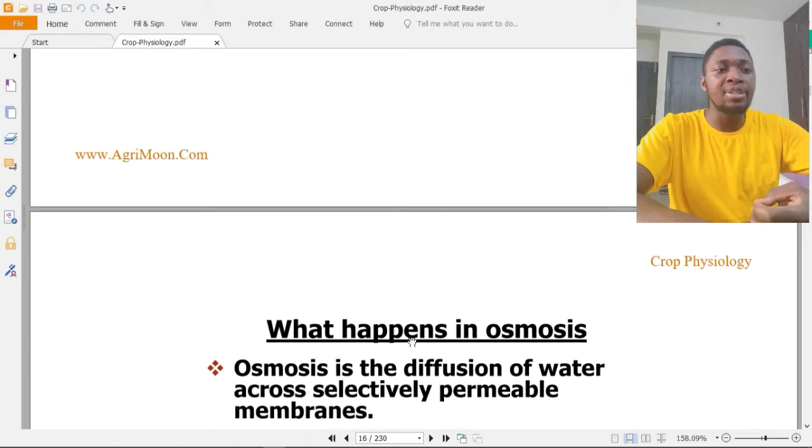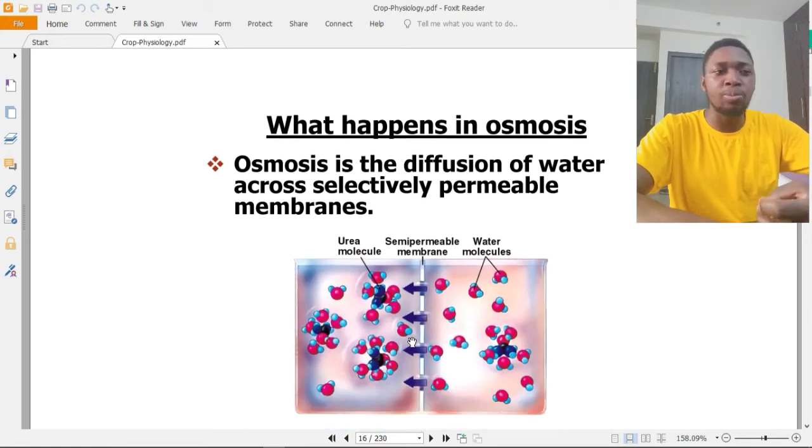The next subheading: what happens in osmosis. Osmosis is the diffusion of water across selectively permeable membranes. This diagram simply shows the process of osmosis, whereby we have water molecules, urea molecules, and a semi-permeable membrane, and the water molecules are moving to the urea molecules through a semi-permeable membrane.